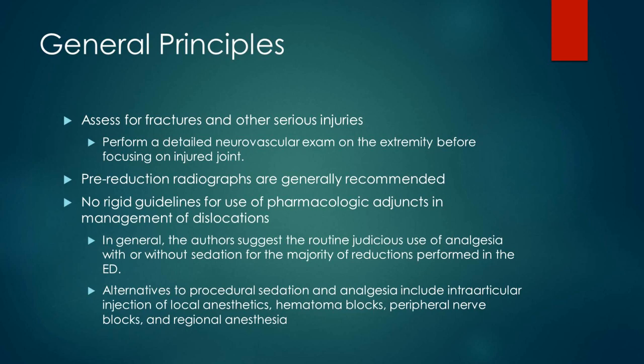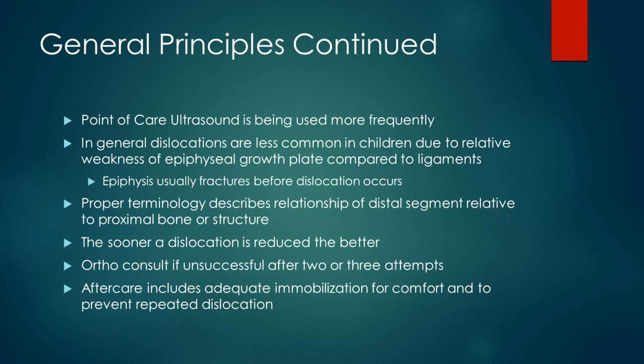In general, analgesia with or without sedation for majority of reductions. Alternatives to procedural sedation and analgesia include intra-articular injection of local anesthetics, hematoma blocks, or peripheral nerve blocks. Point-of-care ultrasound is being used more frequently to evaluate for fractures and dislocations.